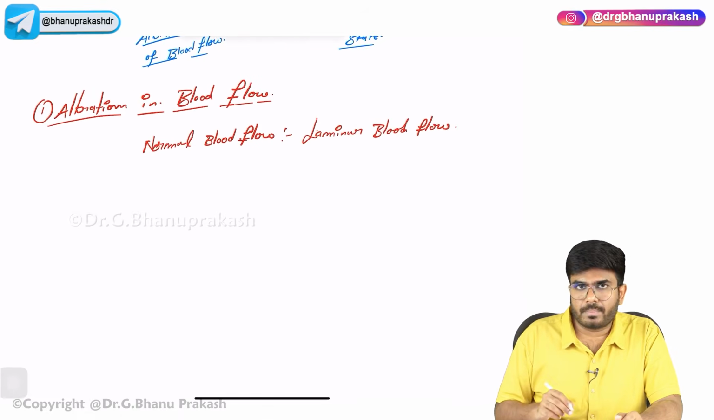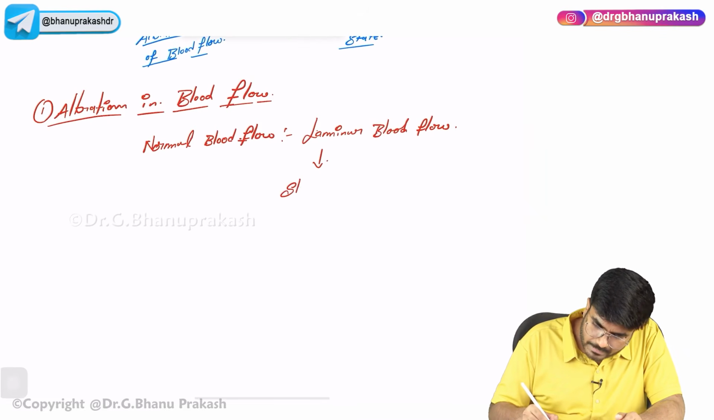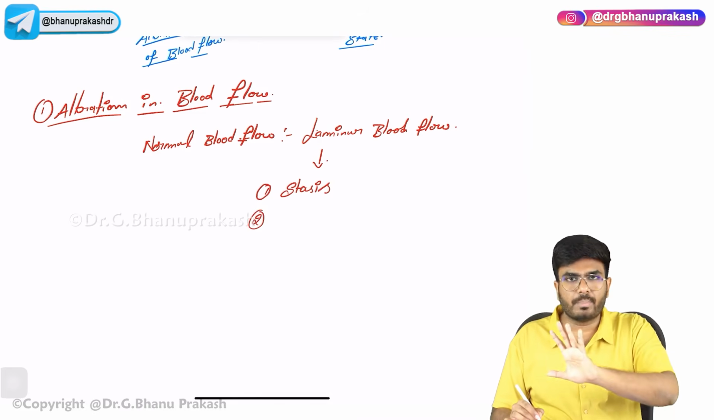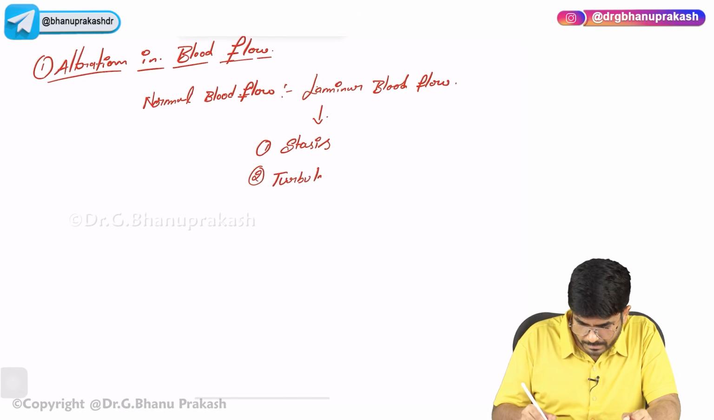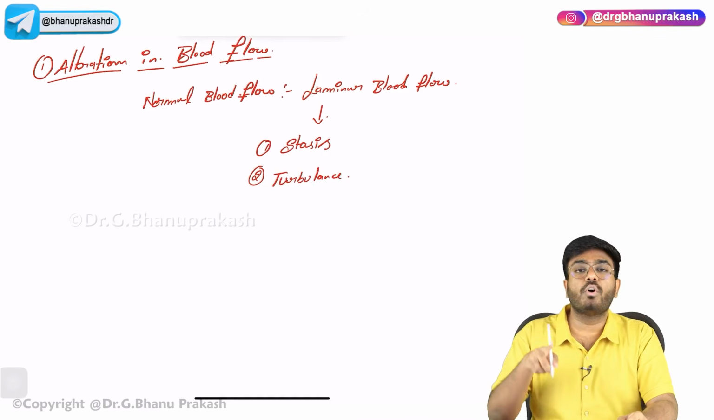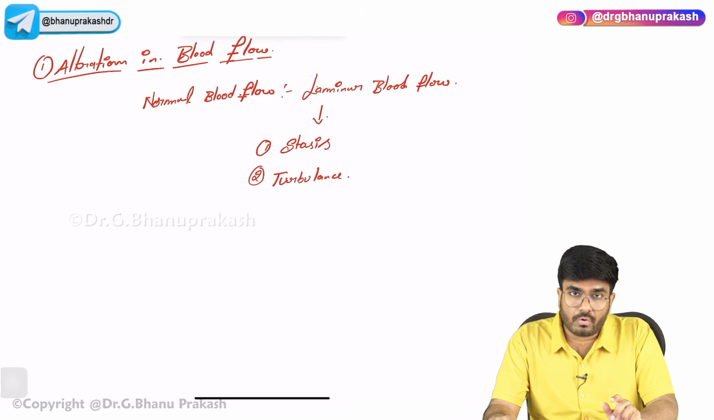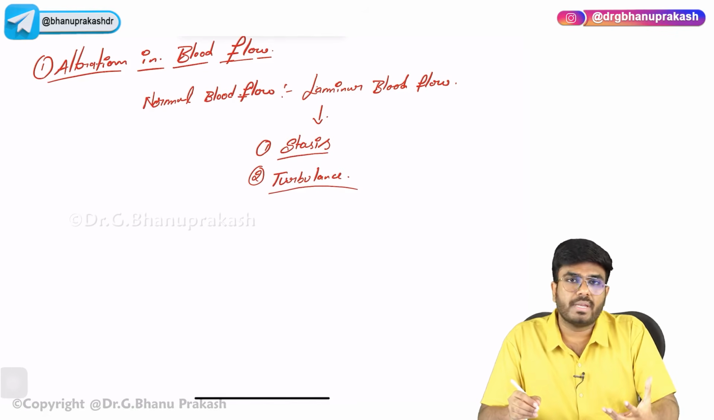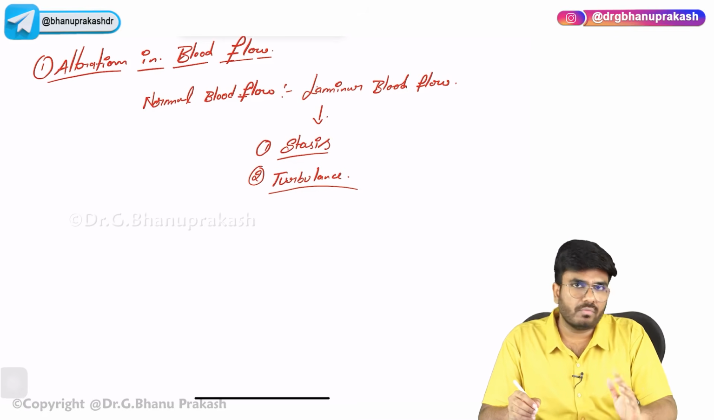If there is alteration, it means a change from laminar blood flow to stasis, meaning the blood is sluggish, going very slowly, or even completely still. Or turbulence. Turbulence means just whirlpooling of the blood. Whenever there is alteration in blood flow, either stasis or turbulence, it can lead to formation of unnecessary clots. Thrombi can form within the blood vessel.